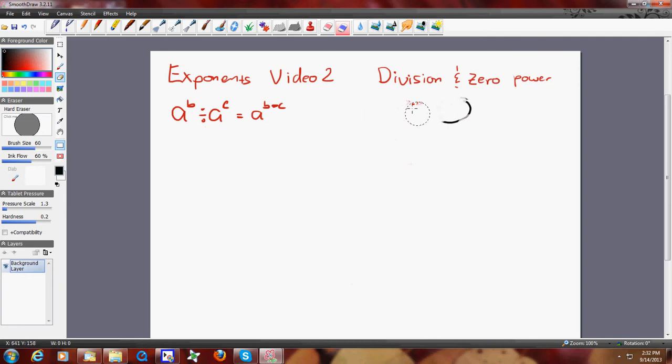And the reason why I'm erasing everything is because I'm going to do some work with what we were just talking about. But we're going to go back to this red. I kind of like this red. So let's take a look here.